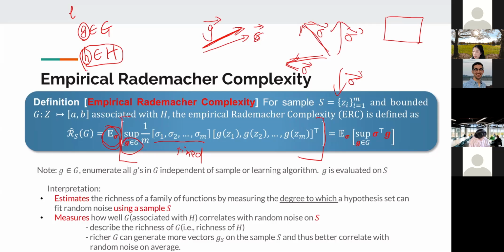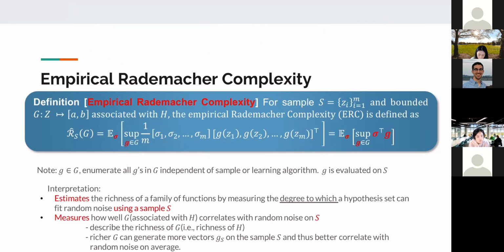So is this clear? This expectation is very important to understand. Without this expectation, things will be broken. You won't be able to characterize or estimate the richness of a function family by measuring the degree to which a hypothesis set can fit random noise using a specific sample. This is very important, using a specific sample, because I'm fixing the z's here. That's what we mean by using a specific sample S.